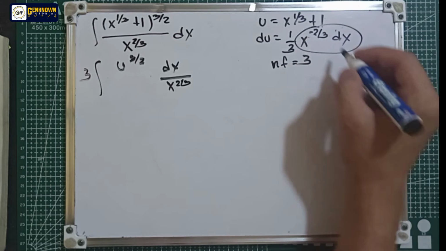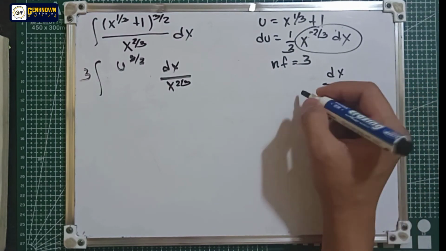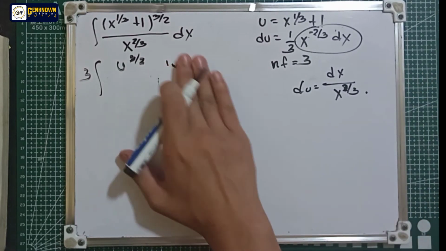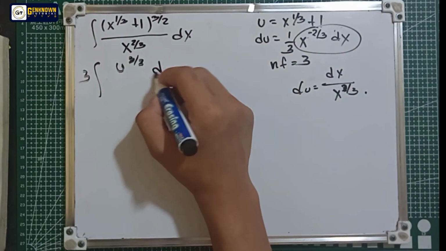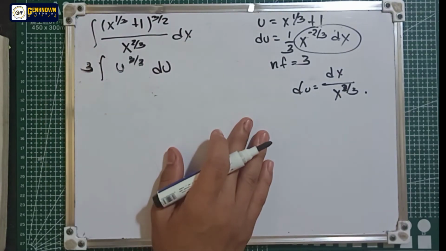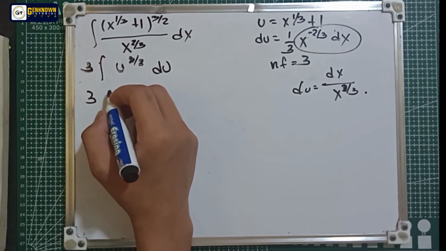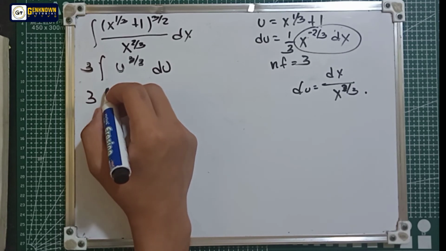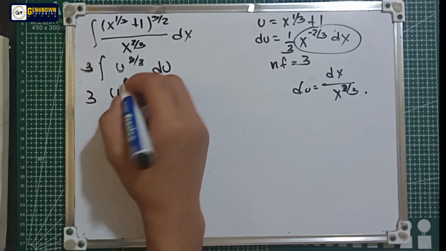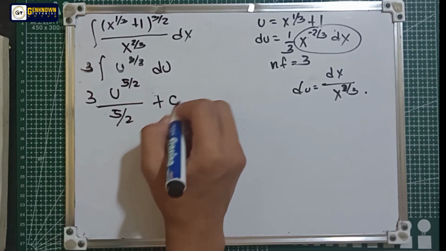So this is just du, no? So, let's substitute. du. So, 3 times the integral of u^(3/2): 3/2 plus 1 is 5/2. So, u^(5/2) over 5/2 plus the constant.